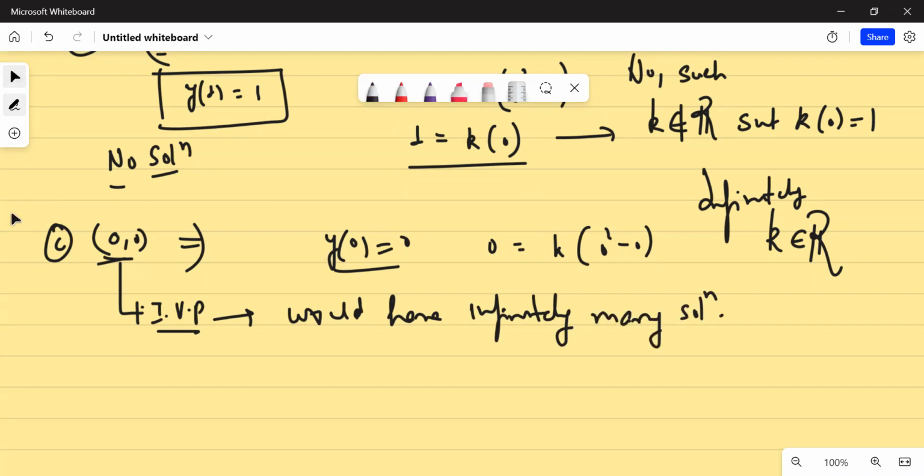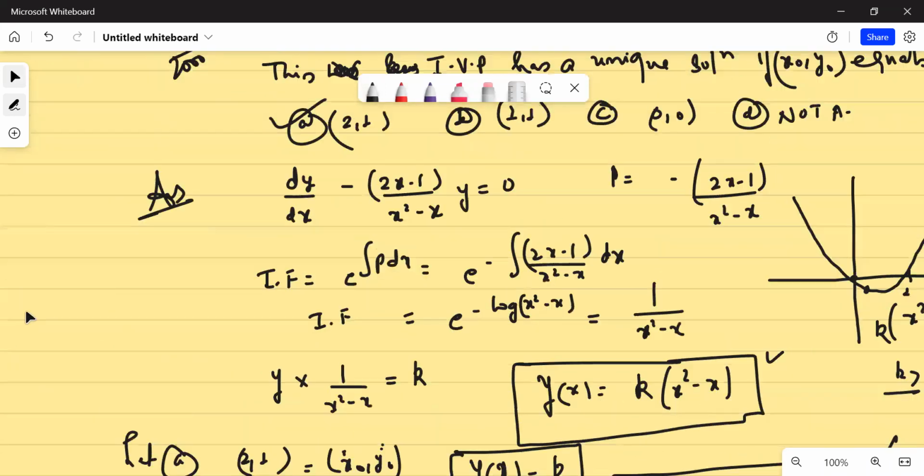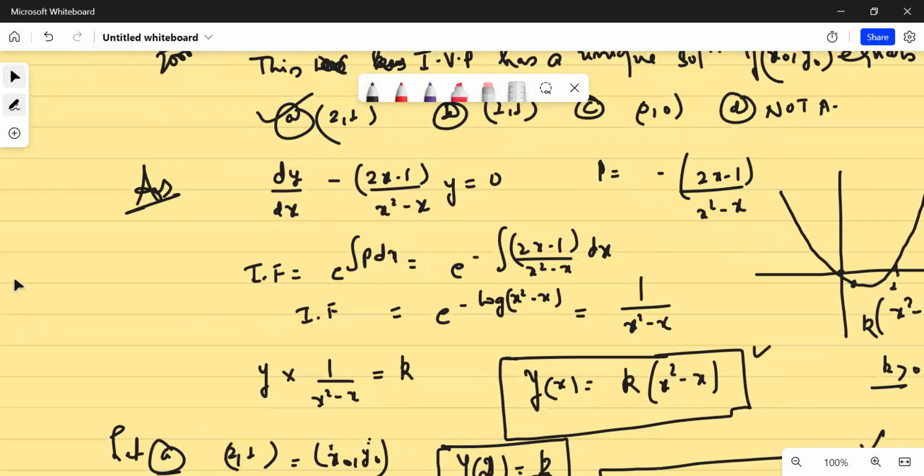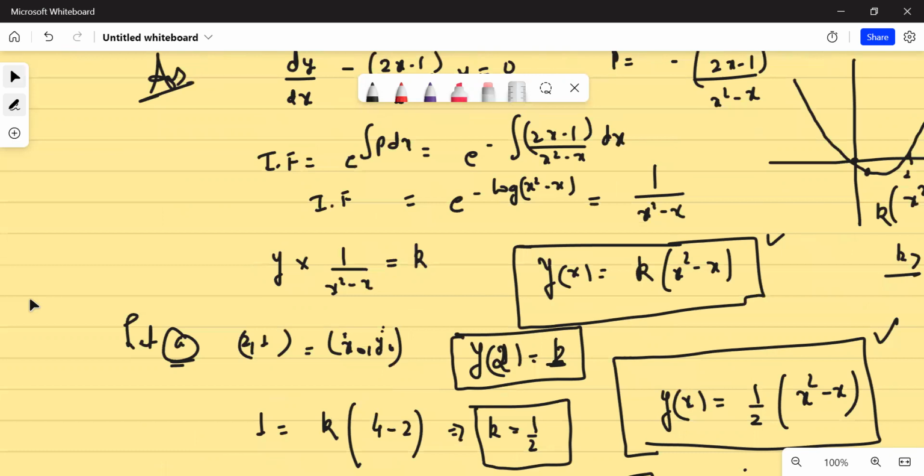So what was asked in the examination? Asked was which particular selection of x naught comma y naught would yield you a constant solution. The answer would be 2 comma 1. Is that clear or is that not clear? Clear, sir. Okay, so let us move to a difficult question.